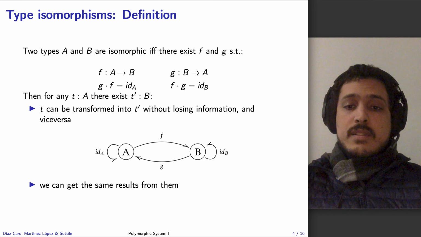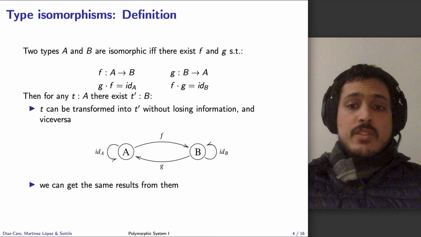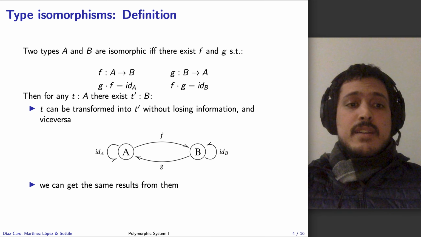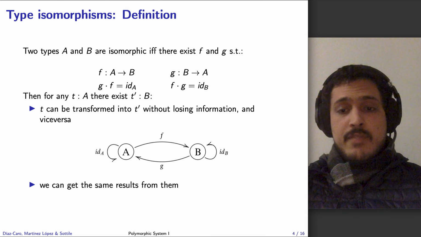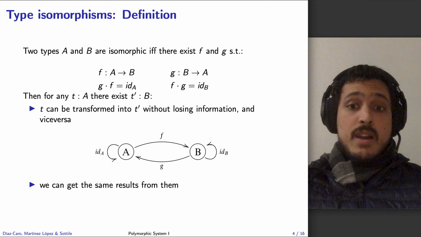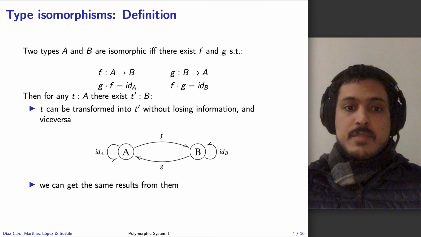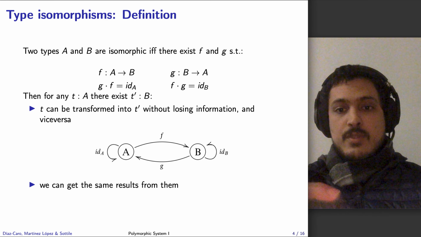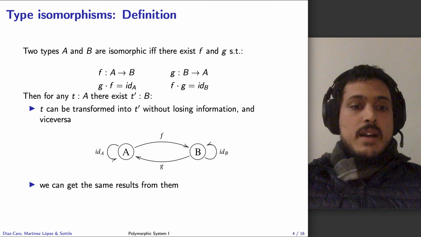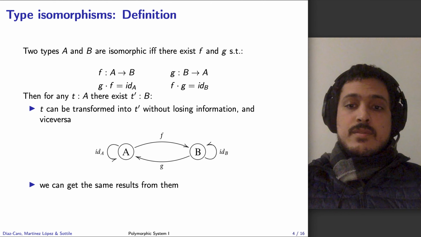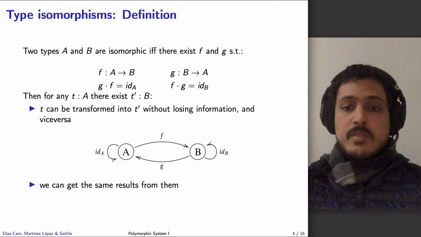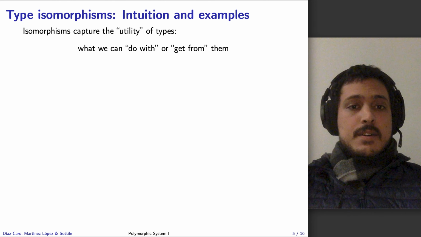And this means that for any term t of type A, there exists a t prime in B such that I can transform t into t prime using f, and then I can get t back from t prime using g. And this, of course, happens vice versa from B to A and from A to B again. And this translates into we can get the same results from this t and this t prime. We will explore this now. I'll give some intuition and examples about this.